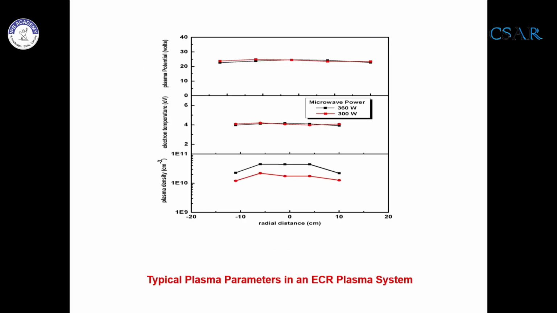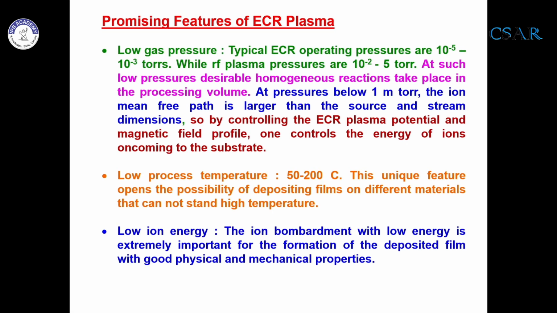Now these are the diagnostic results. The plasma potential is 20 volts, uniform over almost 20 centimeter diameter. The zero is the center of the cylinder chamber, and 10 centimeter plus, 10 minus. Then your electron temperature is 4 to 5 eV. Of course, the power was very low. Then plasma density, if you put the error bar, is almost uniform over 20 centimeter diameter. And this has been used for various applications.